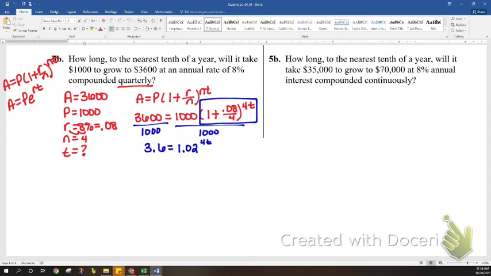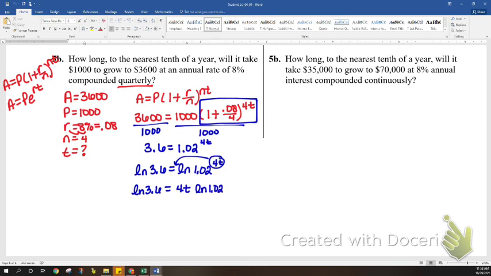Now, can we get like bases? We don't have a clue, right? But we know that if we can't get like bases, we can still take the logarithm of both sides. So I'm going to take the natural log of 3.6, and that's equal to the natural log of 1.02 raised to the 4t. Then we can move that exponent in front of its log. So the natural log of 3.6 equals 4t natural log of 1.02.